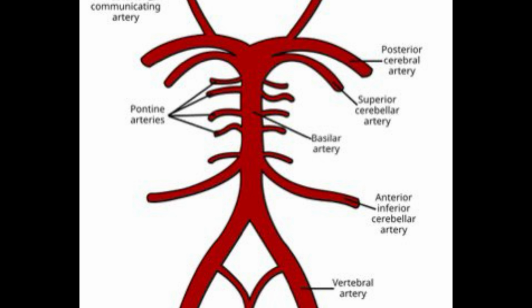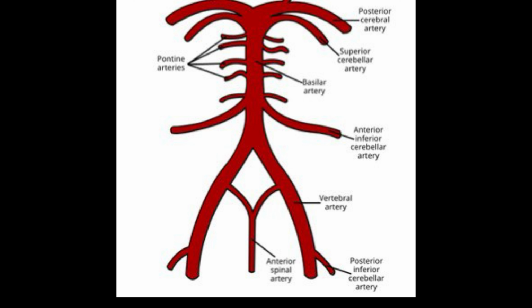Now, interesting thing to remember here is the cerebellum has a superior cerebellar artery and two inferior cerebellar arteries, antero-inferior cerebellar artery and posterior-inferior cerebellar artery. To make matters worse, antero-inferior cerebellar artery is a branch of the basilar artery, and the posterior-inferior cerebellar artery is a branch of the vertebral artery.